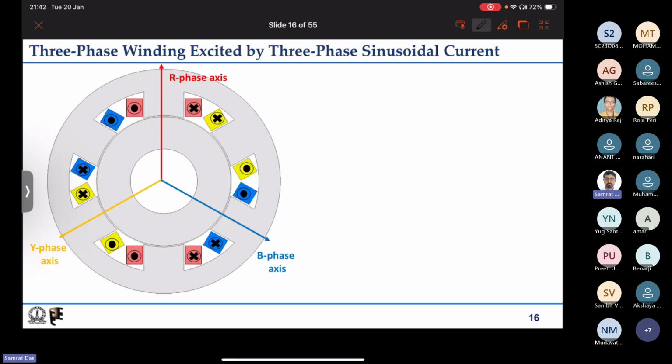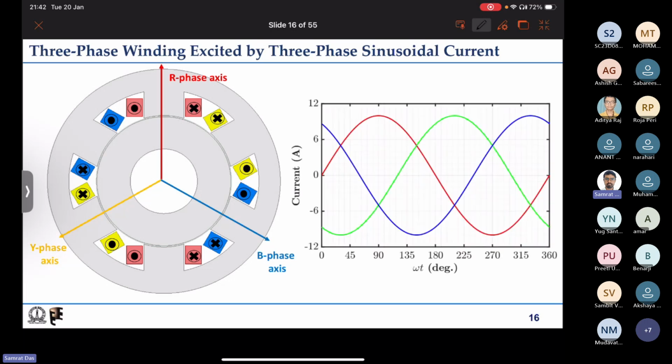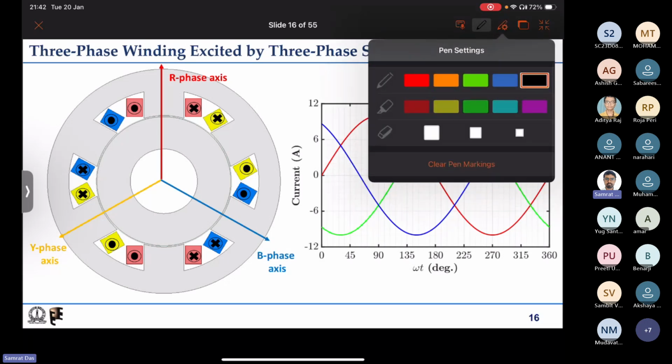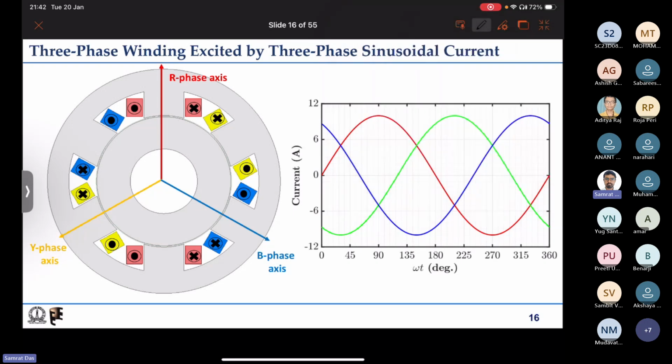So this is the R phase axis, you can see dot cross, this will create the R phase axis. Similarly, we have the yellow phase axis and we have the blue phase axis. So we have three phase windings, we will inject three phase sinusoidal currents into them, and you can see that these are the three phase sinusoidal currents which are balanced. So at any point IR plus IY plus IB is equal to 0. That we are taking just for simplicity, and that is the three phase balanced case that we know.